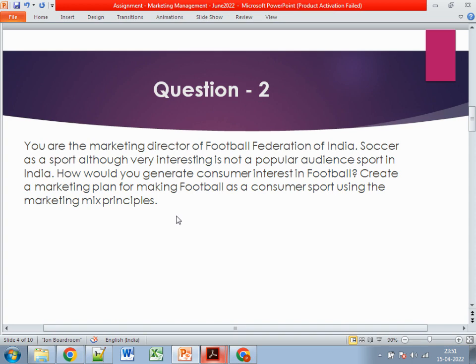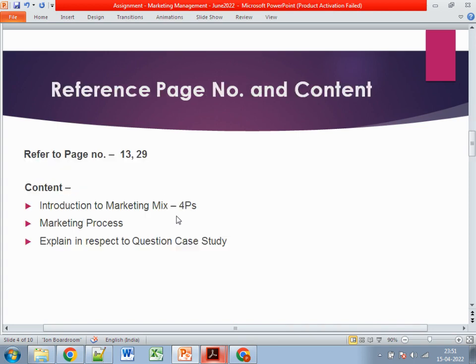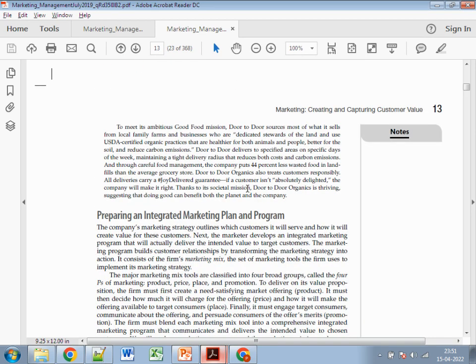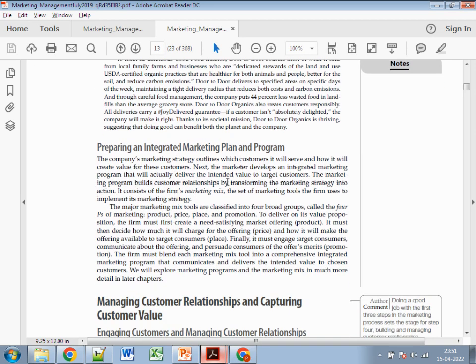So how can we promote football in our country? You just need to explain the marketing plan and marketing mix principles with respect to sports. Refer to page numbers 13 and 29. Going to page number 13, it's preparing an integrated marketing plan and program.